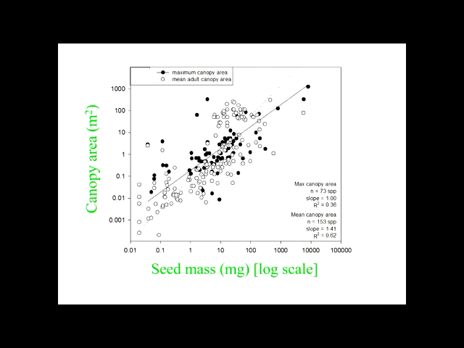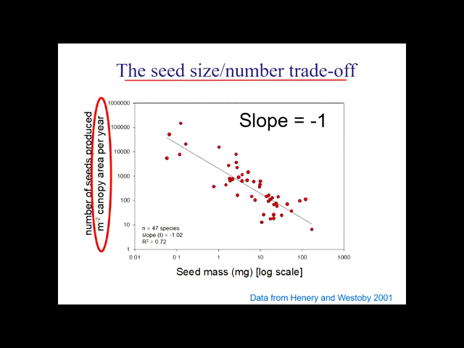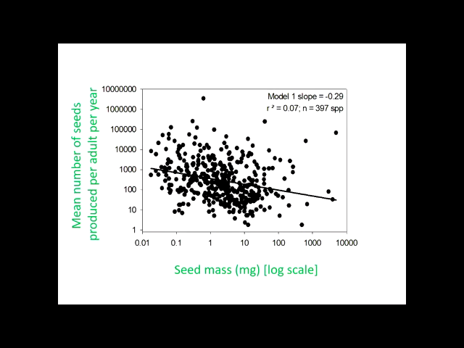So if, instead of looking at the number of seeds per square metre of canopy area per year, we look at the number of seeds produced per adult plant per year, the slope drops down to -1/3. So that's a lot less steep, and it's become a lot more noisy, right? But this is still on a per year basis.